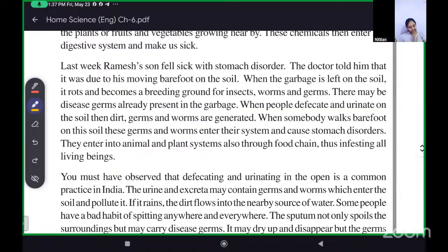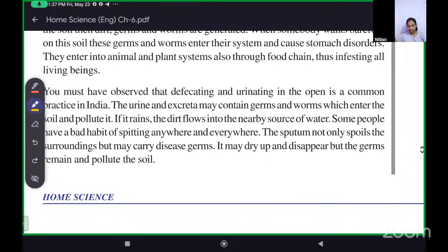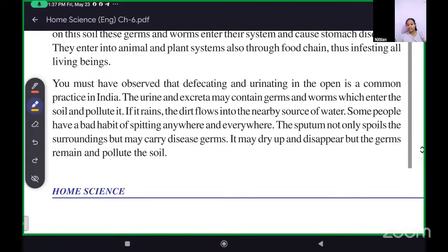Now, you must have observed that defecating and urinating in the open is a common practice in India. A lot of people in the village do this, in the open, in the fields, and outside their homes. The urine and excreta may contain germs and worms which enter the soil and pollute it. If it rains, then the dirt flows with the water into the nearby source of water.